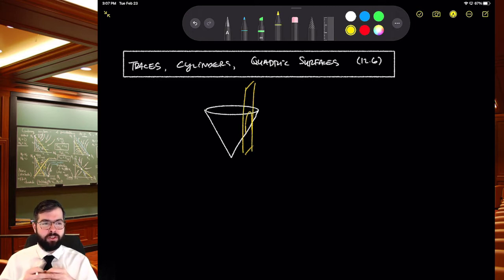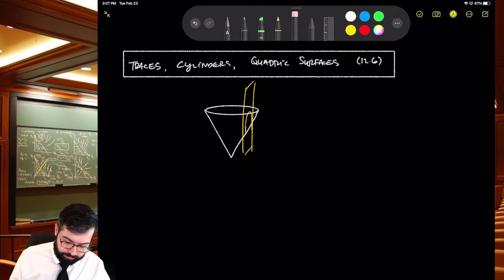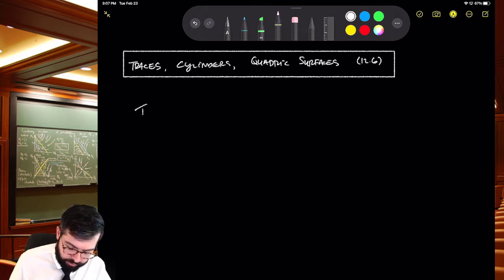First, though, I want to talk to you about traces and cylinders, because that's going to be kind of the starting point and a bit of the orientation ideas in order to look at these 3D shapes and not get totally lost. All right. So let's jump into first what I mean by a trace, and then we'll just look at some examples.